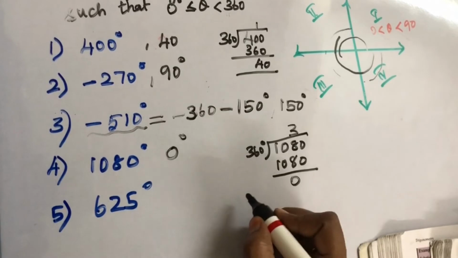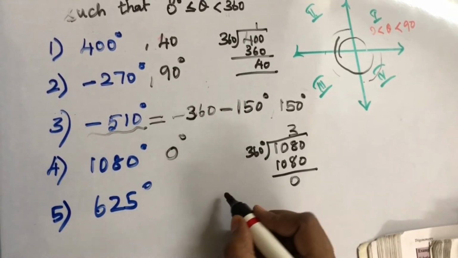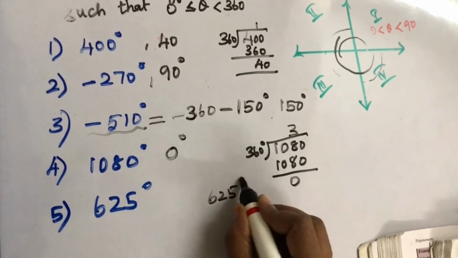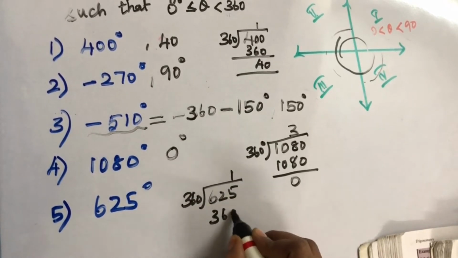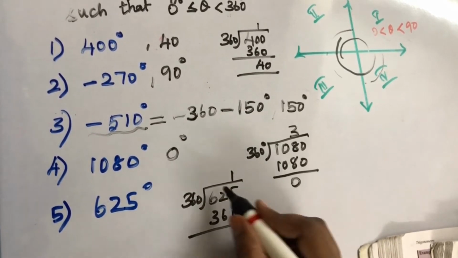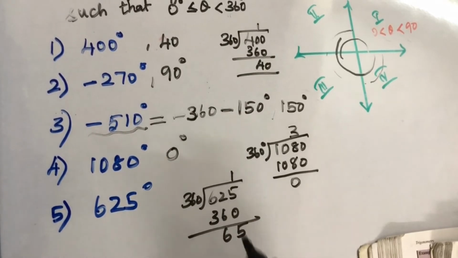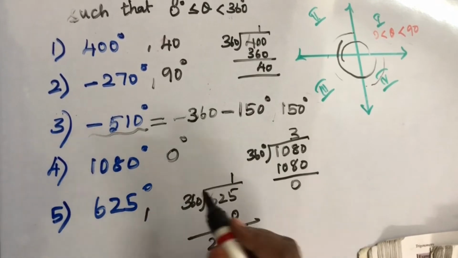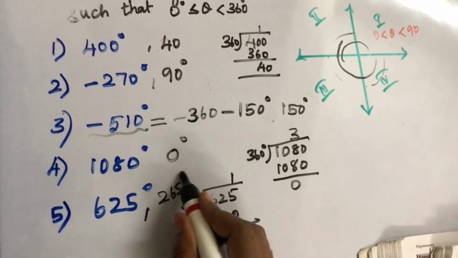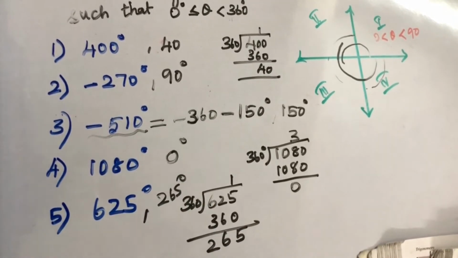What about 625? Similarly, you have to divide 625 by 360. So 1 times it is 360. So 625 minus 360 gives 265. So 625 and 265 degree are the coterminal angles.